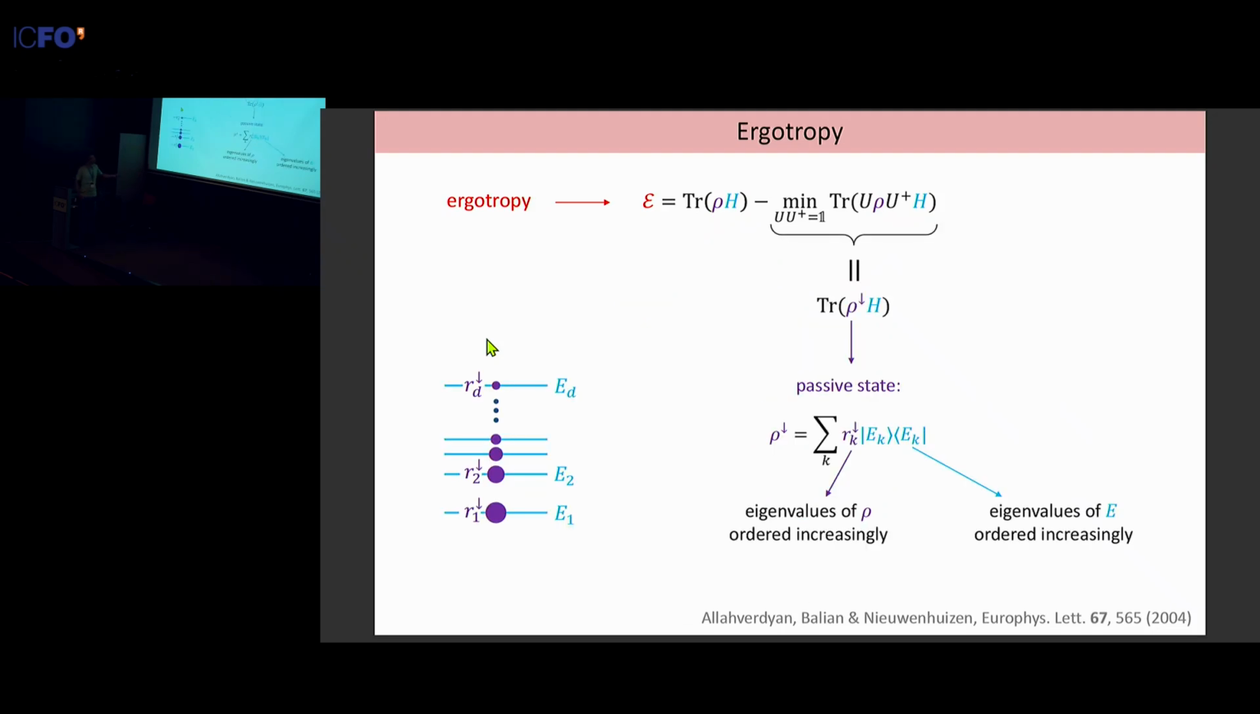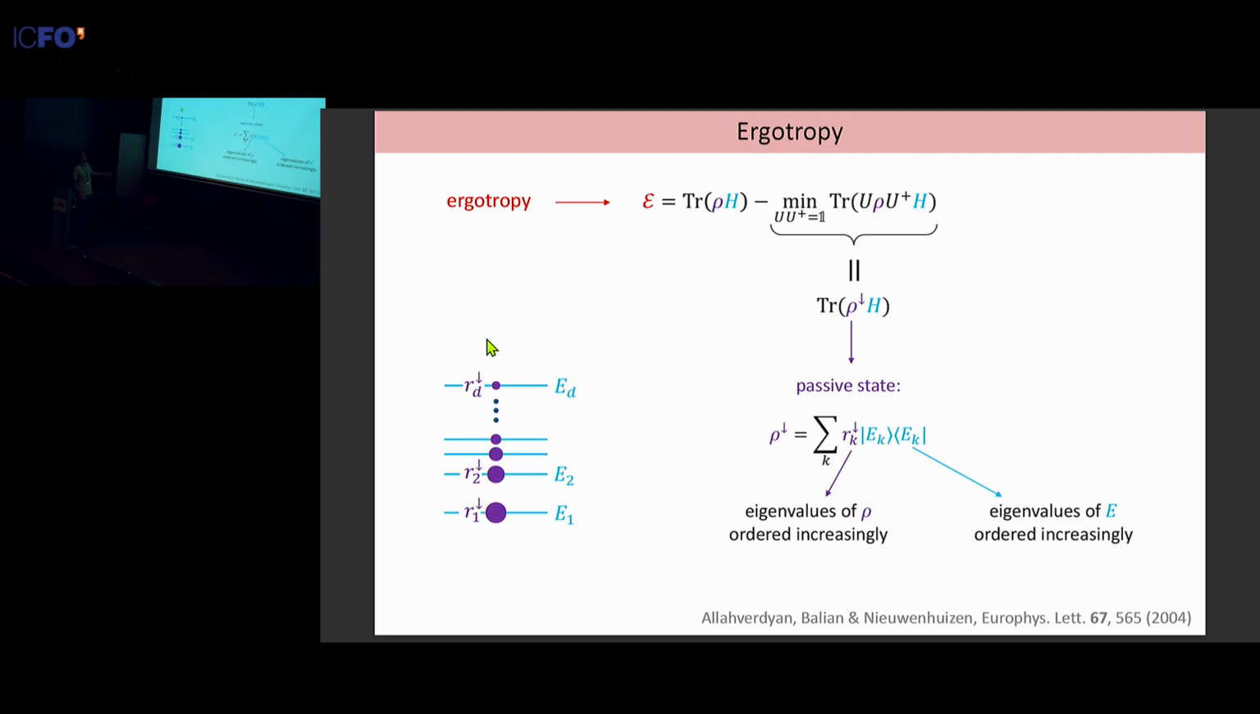Then there is a very convenient way of writing this minimization. It can be done in closed form. The final state that delivers this minimum is called a passive state, and it's just a state with reordered eigenvalues of rho in the eigenbasis of the Hamiltonian.